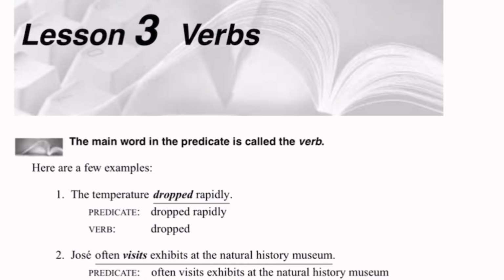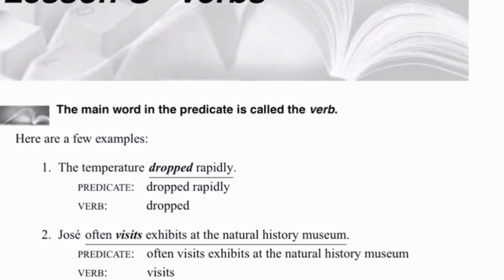Today we are going to be exploring an important aspect of English grammar, which is verbs. The main word in the predicate is called the verb. Let's look at this example. The temperature dropped rapidly. The temperature is our subject, while dropped rapidly is the other part of the sentence that is called the predicate. And the verb in that predicate is drop.